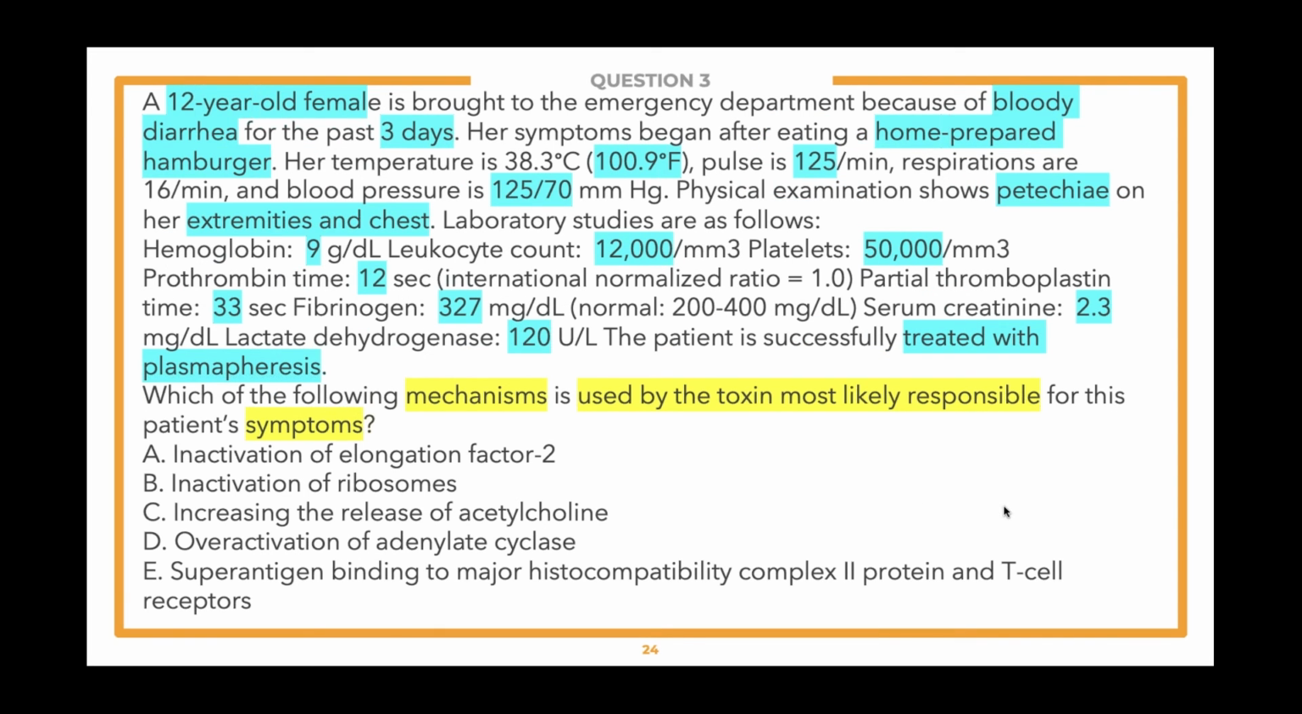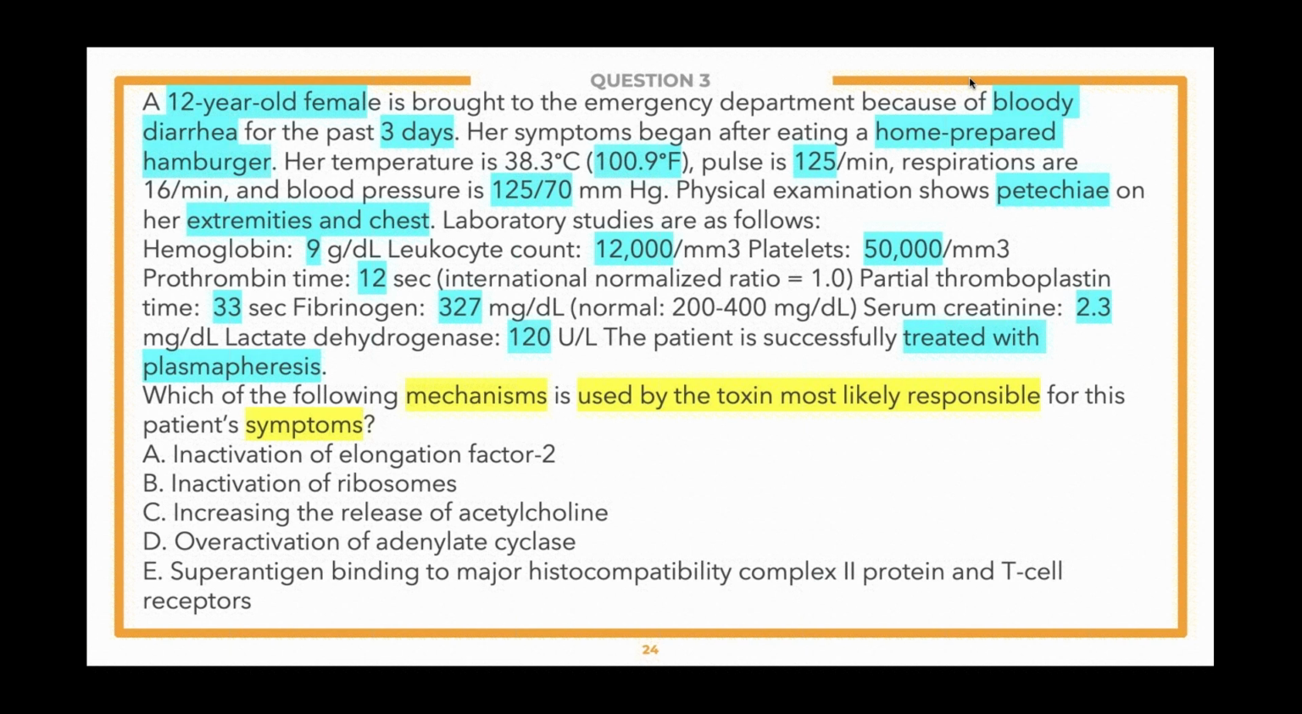Answer choice E, super antigen binding to major histocompatibility complex 2 protein and T cell receptors. Make sure you read that one thoroughly. Answer choice D, overactivation of adenylate cyclase. C, increasing the release of acetylcholine. B, inactivation of ribosomes. And A, inactivation of elongation factor 2.